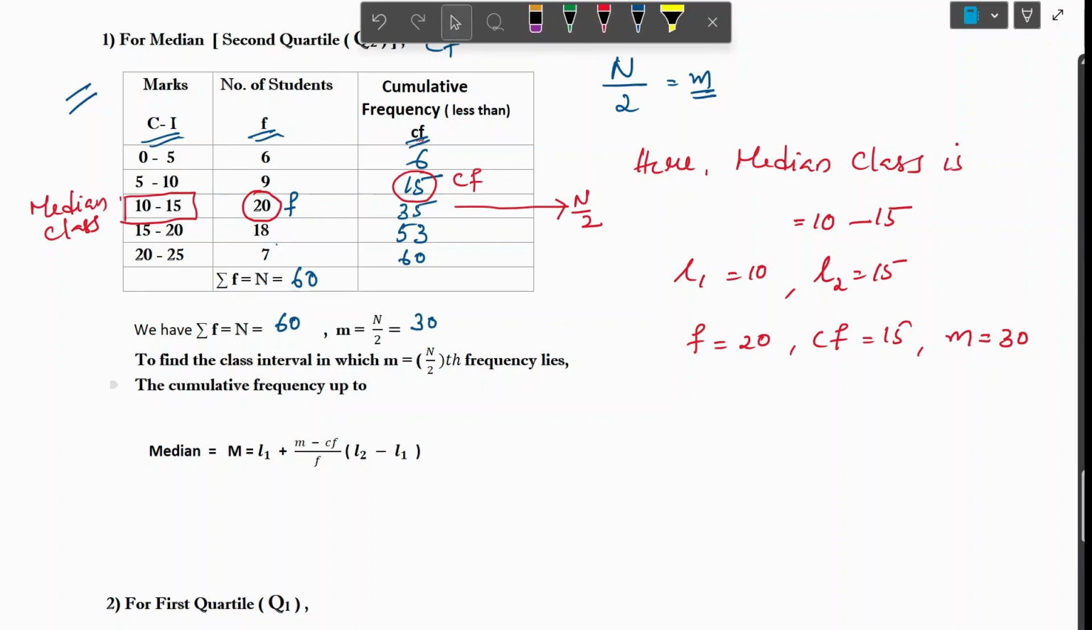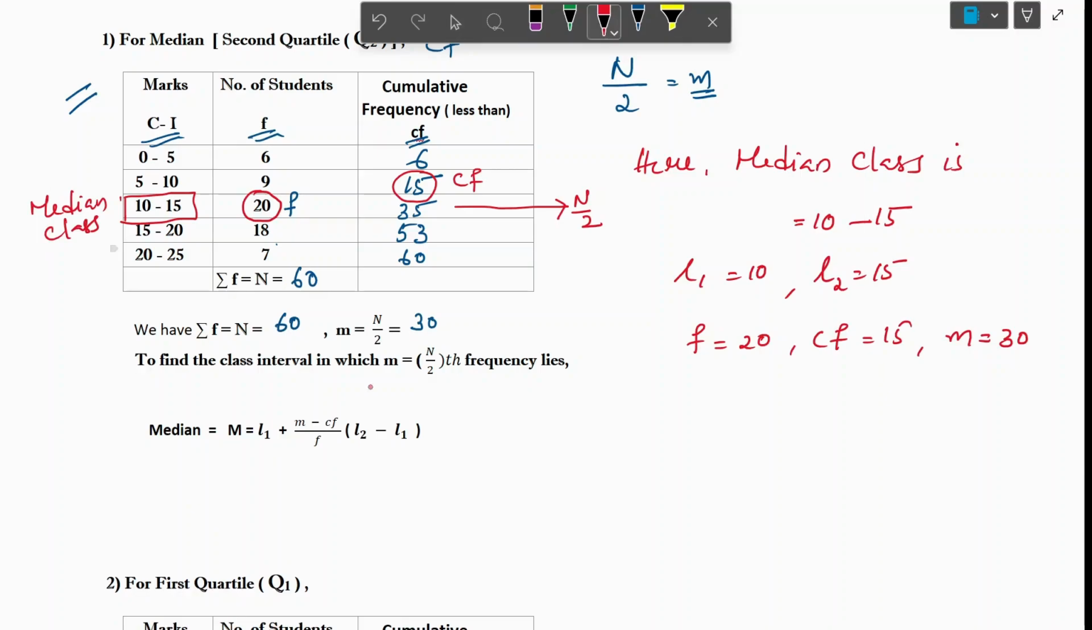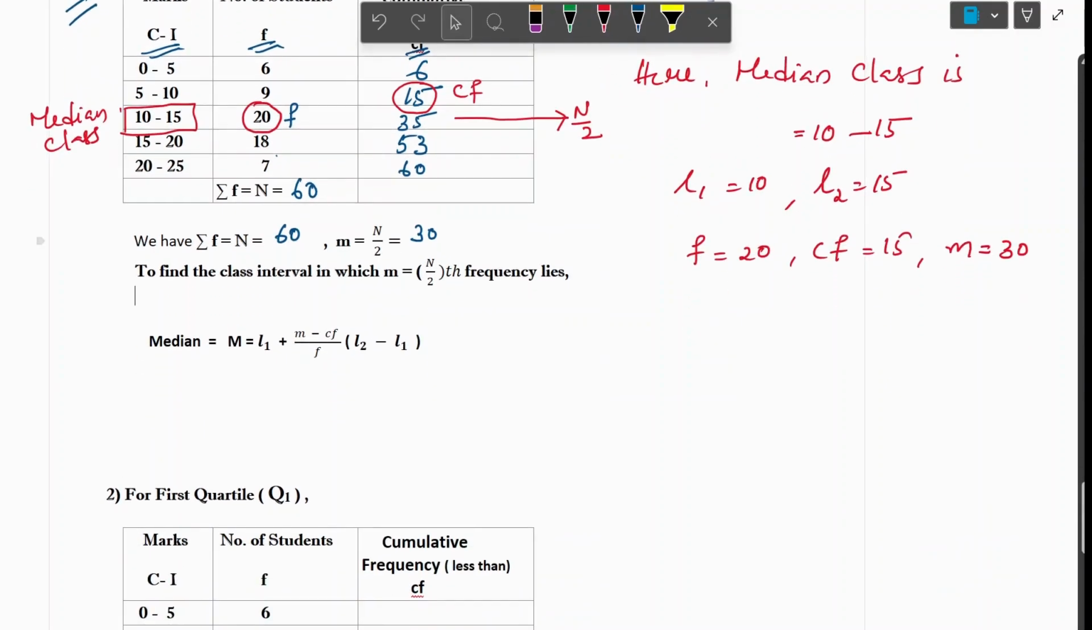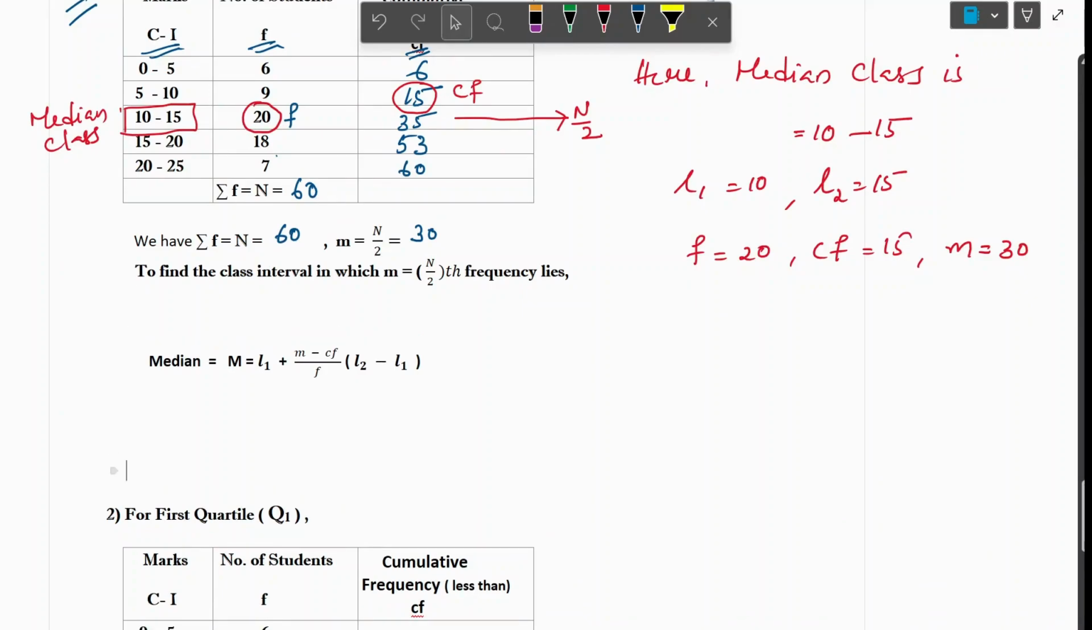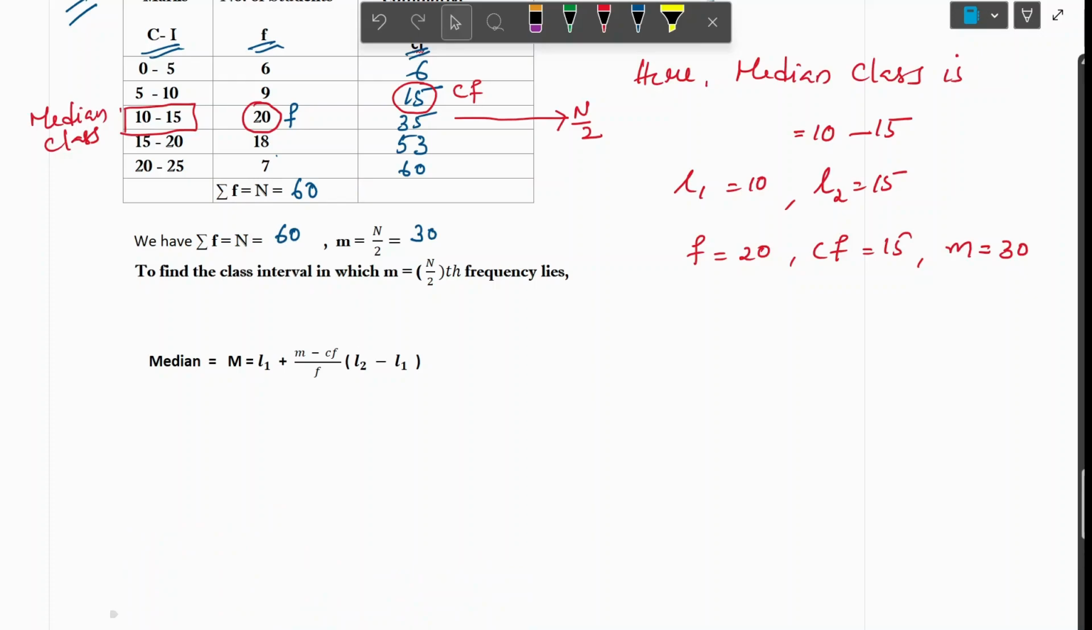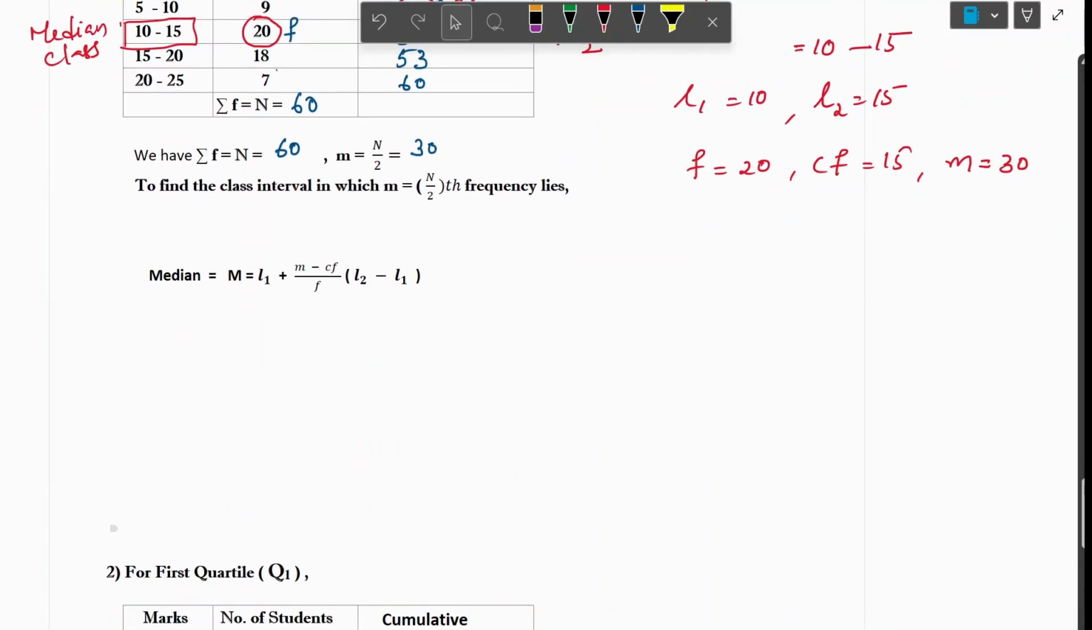What is the formula for median? There is no need to write this sentence here. Yes, the formula is m equal to L1 plus (m minus CF) divided by F into (L2 minus L1). I just created the space for calculation.